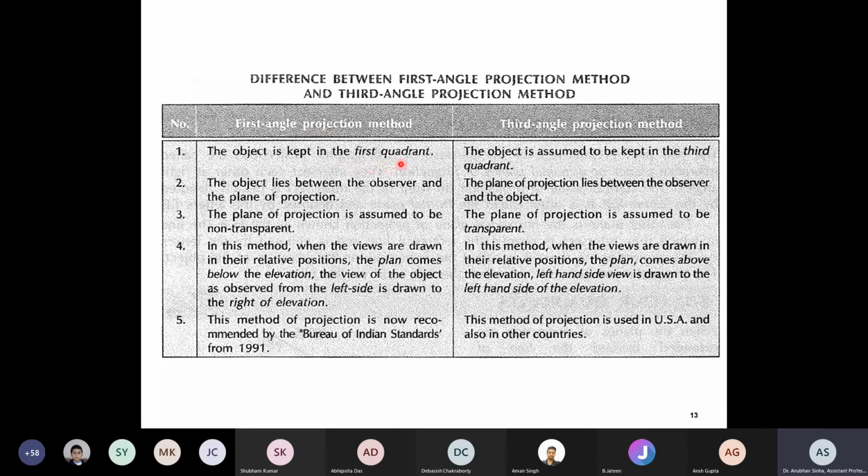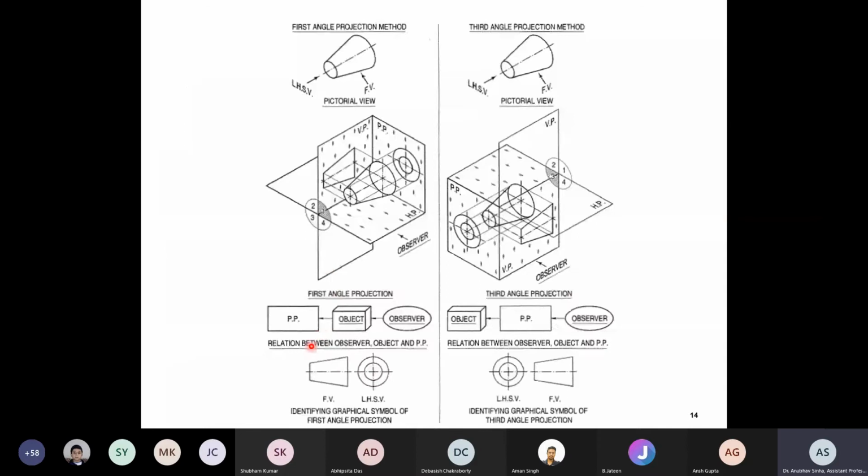Our object is kept in the first quadrant. Let us first talk about first angle. In first angle projection, the object is kept in the first quadrant. The object lies between the observer and the plane of projection. This is a very important line. As I said, you are looking from the right side, but you're drawing on the left. You're looking from the left side view, but you're drawing on the right of this.